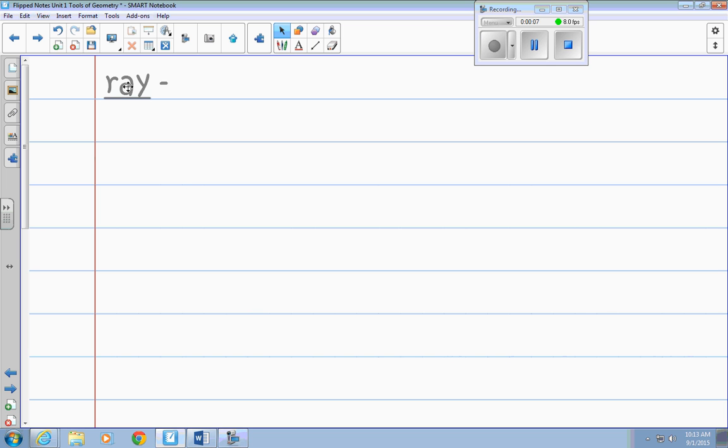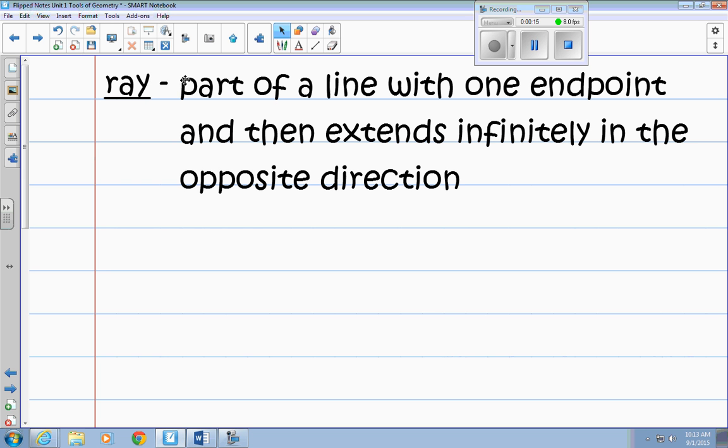The first thing we want to talk about is a ray. A ray is another figure that we use in geometry that is part of a line. It's kind of a combination. On one side, it's a line, and on the other side, it's a segment. So we've got an endpoint, and then it extends forever in the opposite direction, kind of like how the ray of a sun originates at the sun and then extends forever and ever until it hits the earth, for example.